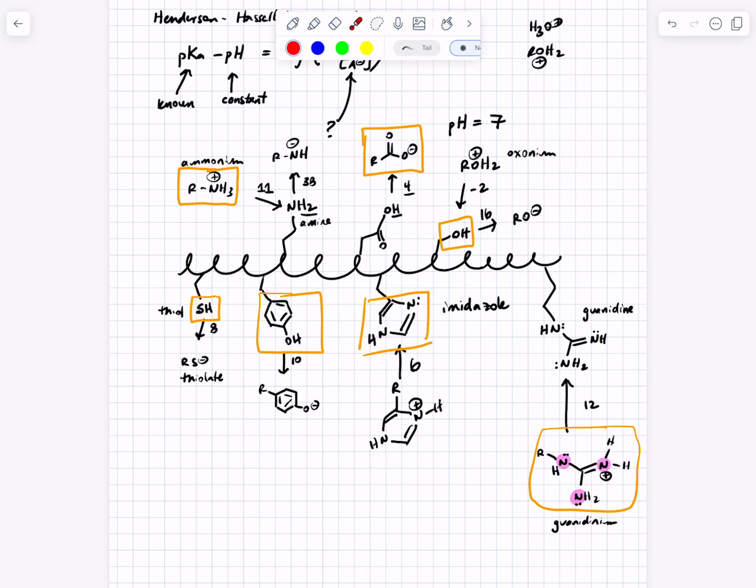Yes? Sorry, just the guanidine, so it's pKa 12, so at pH 7, it's going to keep the proton? That's right. The guanidinium has a pKa of 12. At pH 7, it will keep its proton. Or if I drew the neutral guanidine, you'd have to say at pH 7, it's going to steal a proton from H3O plus to become the positively charged guanidinium.